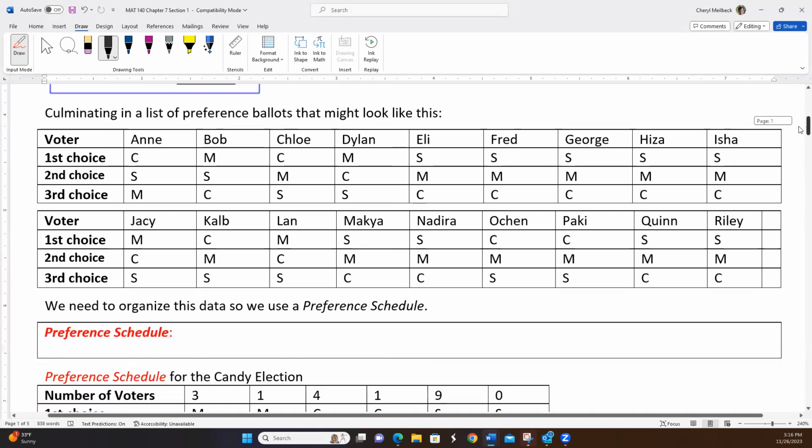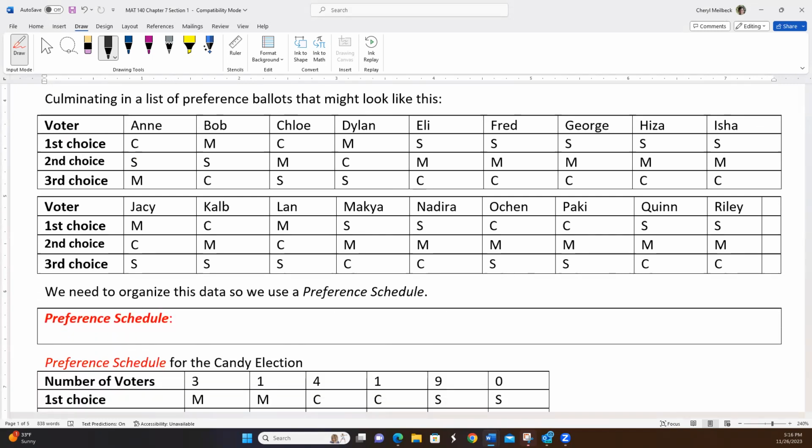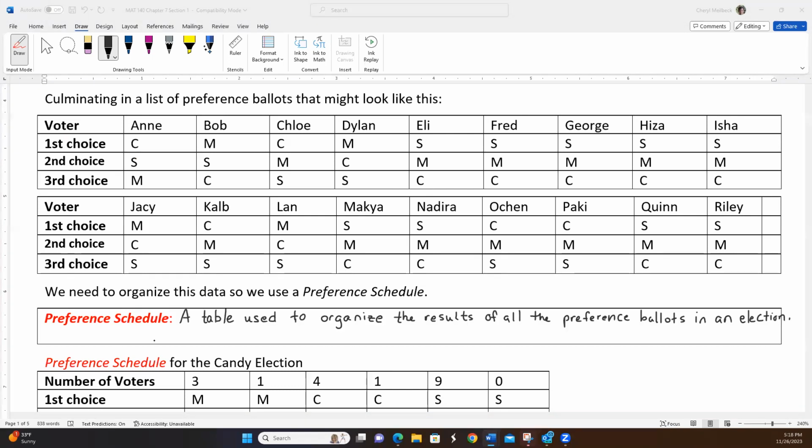So we need to organize this data. And when we organize the data, we call it a preference schedule. A preference schedule is a table that we use to organize the results of all the preference ballots in an election. So here, you see up here where it says Anna voted for C, S, and M. So that order, we count how many people chose also C, S, and M. So Anna chose that. CSM. Okay, so Anna's the only one.